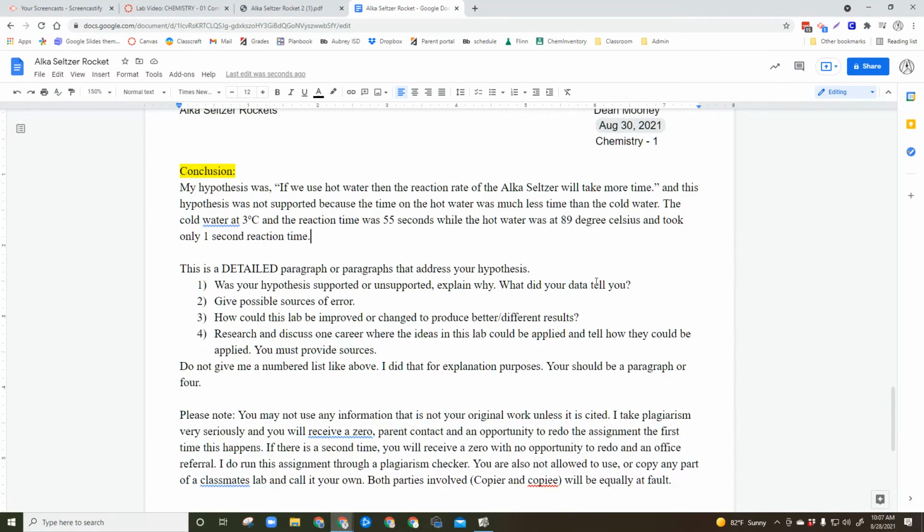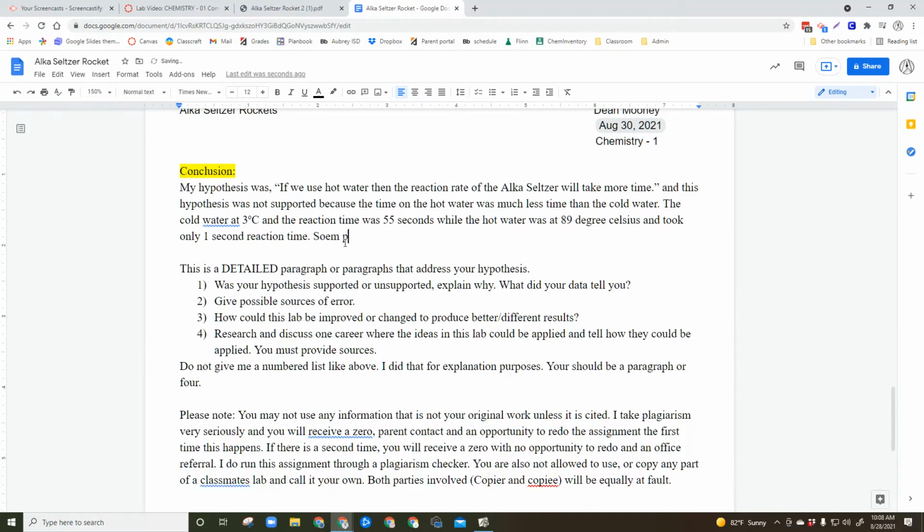What did your data tell you? This is what my data told me. That was my data. Okay, so I just didn't say it was supported or unsupported and leave it at that. No, no, no. Detailed, and I put it in all caps, detailed paragraph addressing your hypothesis. Was your hypothesis supported or unsupported, and explain why. What did your data tell you? And you can do this. You're more than capable of doing what I just did. Okay? All right. So next, possible sources of error.